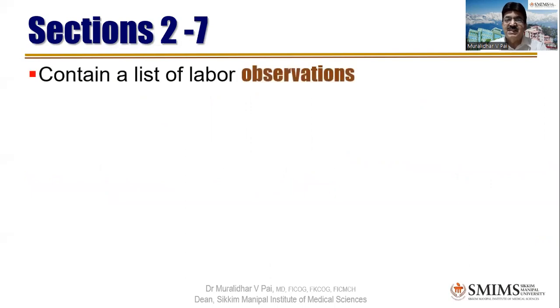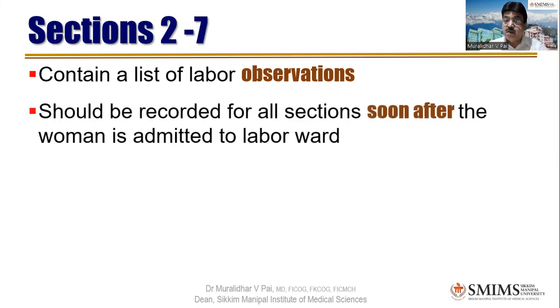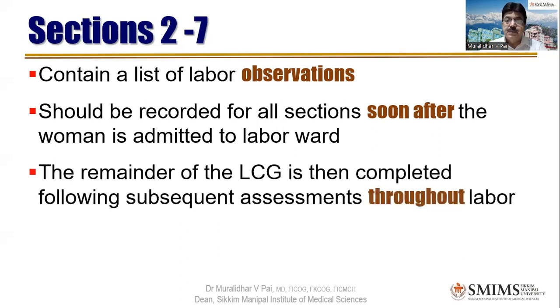So section 2 to 7, as I said yesterday, we have to have a general idea before we go into each section. It contained a list of labor observations, which you saw on the left-hand side of the labor care guide. Should be recorded for all sections soon after the woman is admitted in the labor ward, but you have to do observations throughout. Yesterday, somebody asked me how often we check. I'm going to come to that. Let me keep it a suspense.